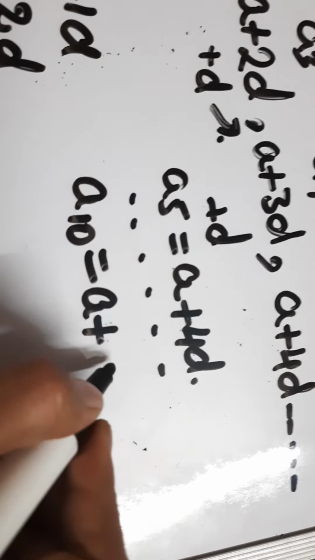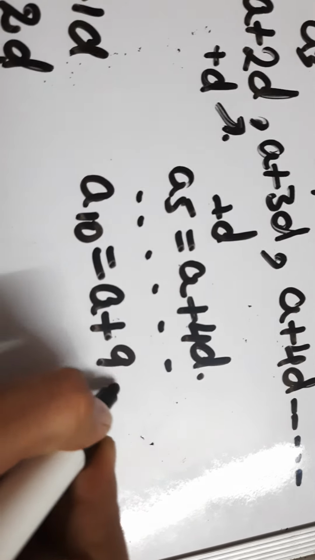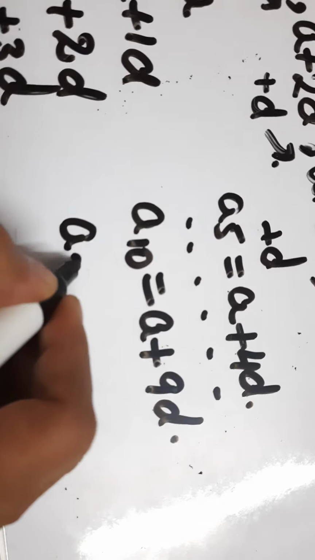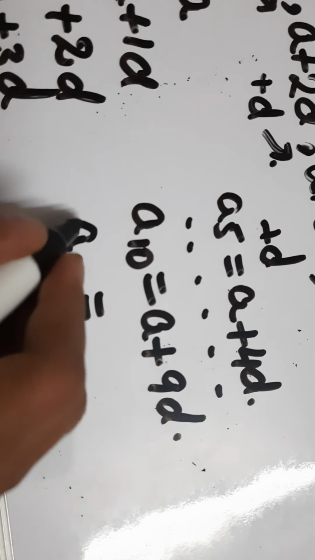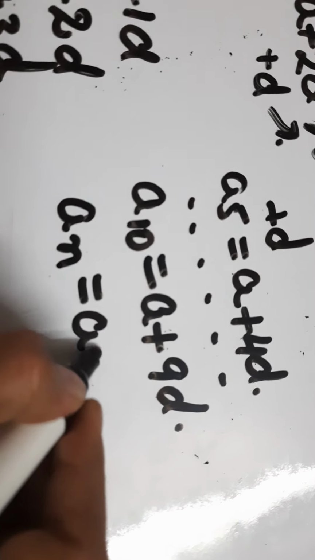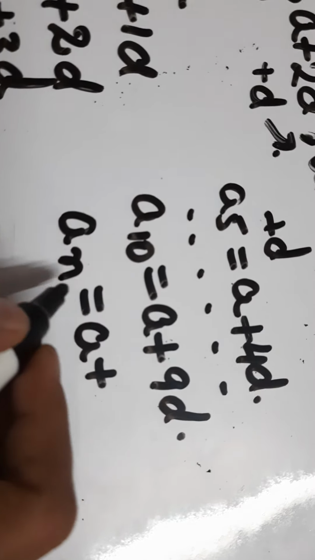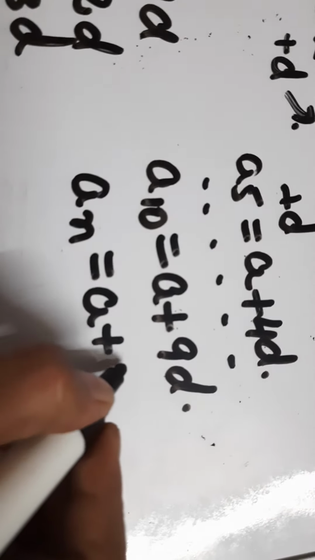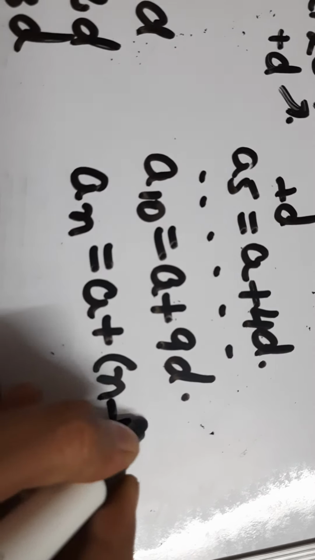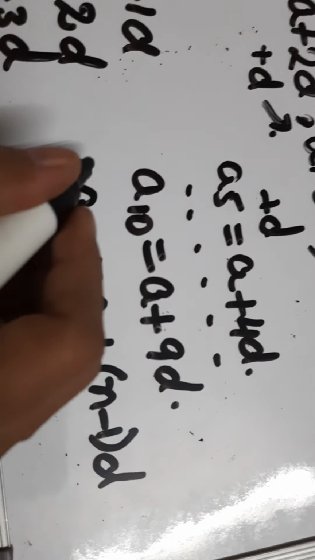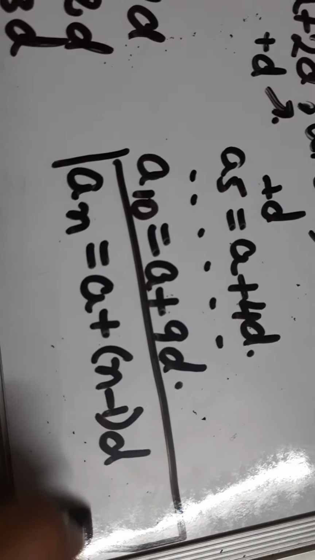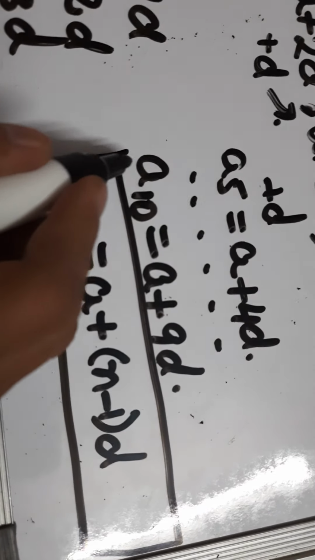9d, we'll reduce by one, 10 minus 1, 9d. So from here we can get the formula for n. So for the nth term, the formula is a plus 10 minus 1 into d, so here in place of 10 we have n. We'll write a plus n minus 1 into d. So this is the formula for any of the terms, right?